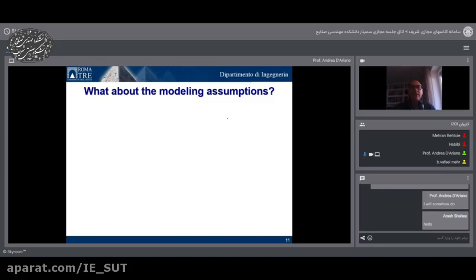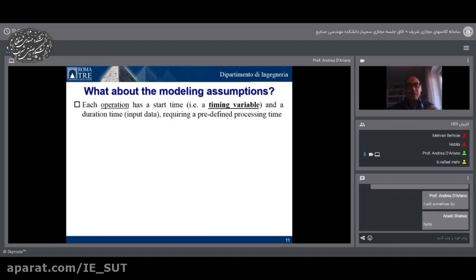What are the modeling assumptions? Till now, I have given you the features of things that you can model, but we also need to fix the limits of the model and what you can do, what you can optimize, what not. For each operation, you have a start time. That is the first type of variable I introduce. This is clearly a timing variable. And you need to find the best time to start each operation. So this is, let's say, the most microscopic variable, the time.